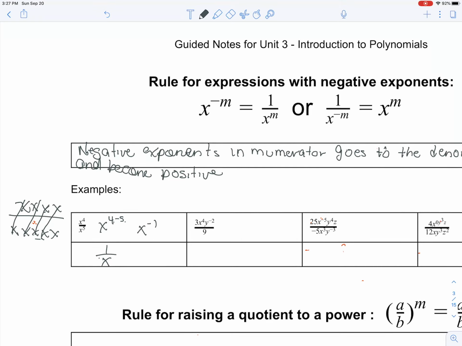Okay? So for the next one, I do have 3 over 9, which is 1/3. X doesn't have anything it's dealing with, so there it goes. But y to the negative 2 would go to the denominator and become positive.